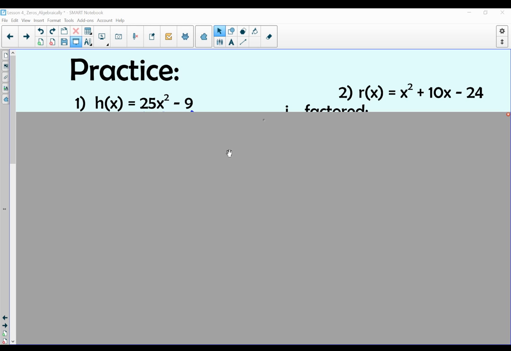All right, so at this point, you should have done the 4 practice problems. So for number 1, h of x is equal to 25x squared minus 9. This is what we call difference of squares.